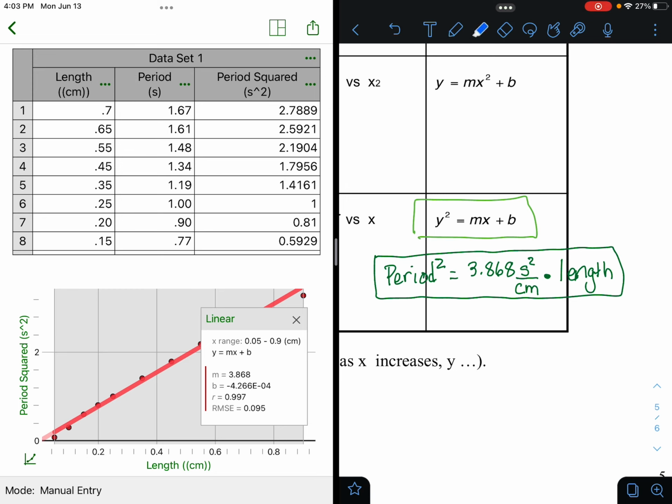Again, period and length are words, so they don't need units, but my slope is a number, so it does need a unit.